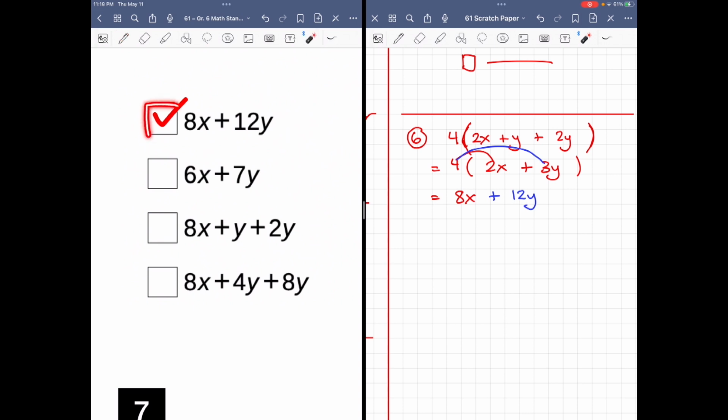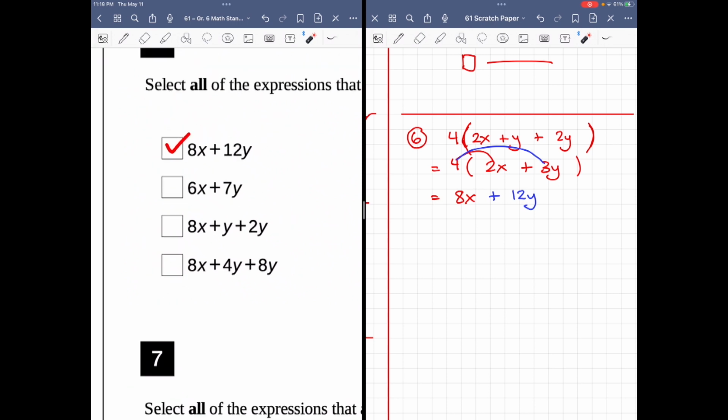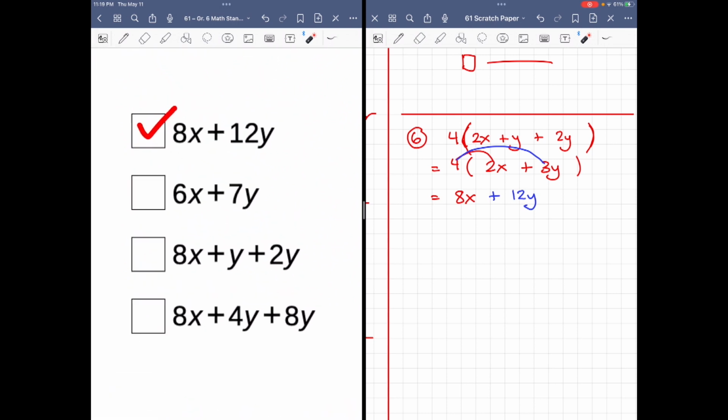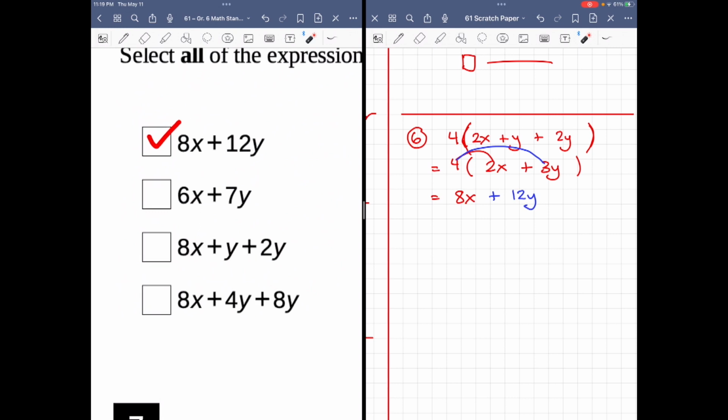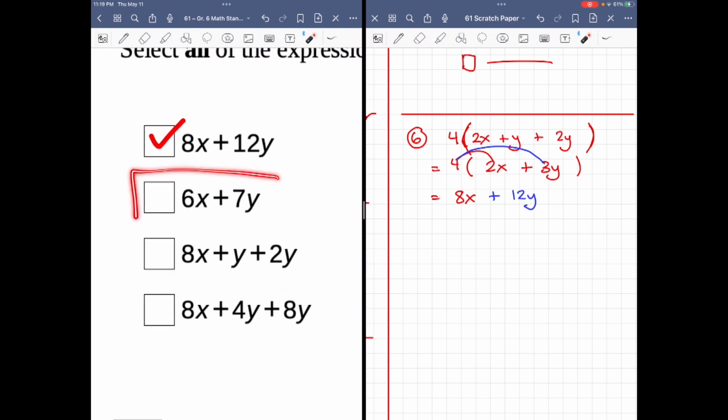And remember, the shape matters. So if you have squares as your answer choices, it means there could be more than one correct answer. So let's go see if any of the other choices are correct as well. So the next one, second one is 6x plus 7y, and that doesn't match this because we're looking for 8x's and 12y's. So this one here is a no. Cross off that one.